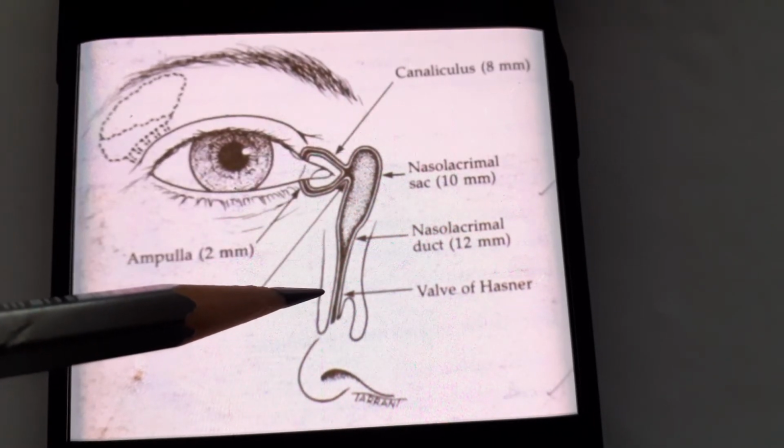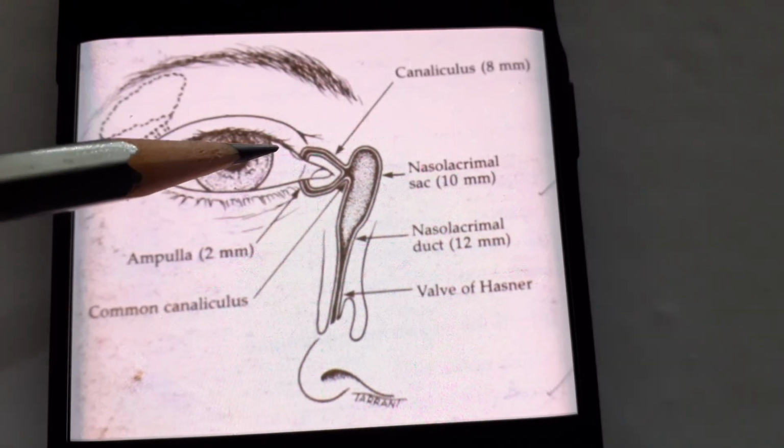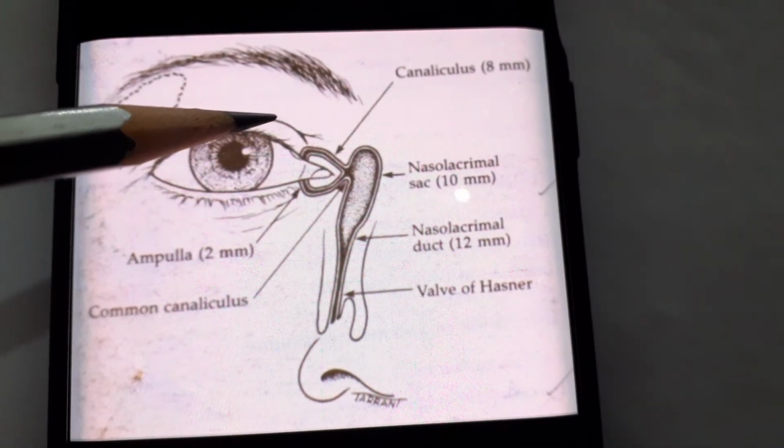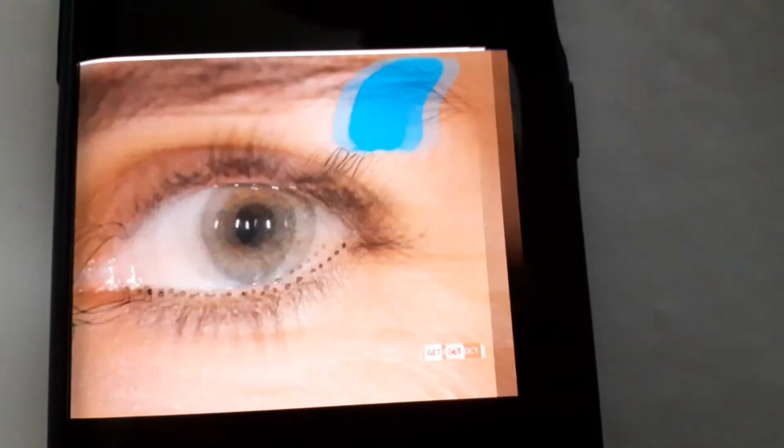So what is the clinical importance? What is the applied anatomy of your lacrimal apparatus? Next slide.